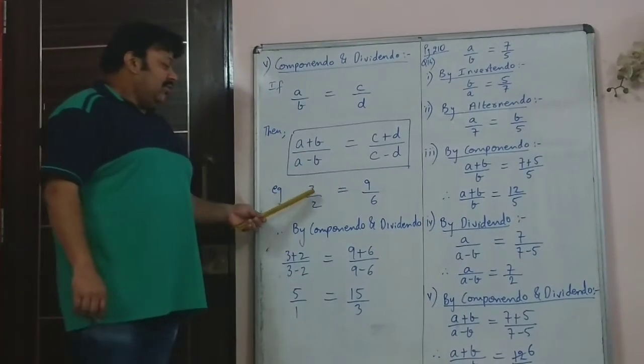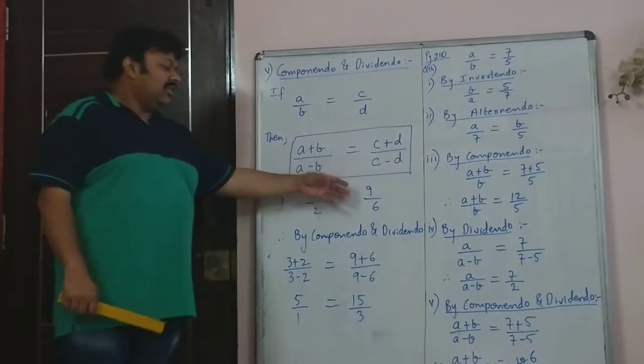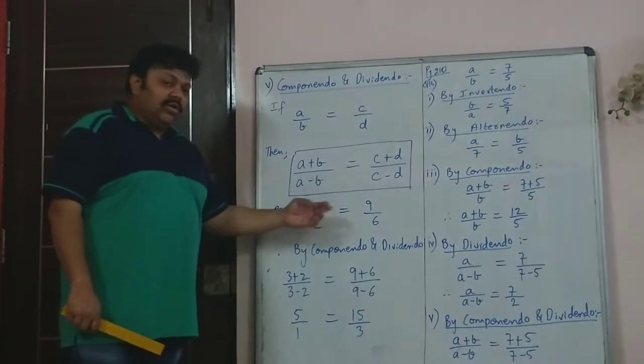So now for example, if you have 3 by 2, 3 by 2 is the same as 9 by 6 because they are equal, the equal to sign is there.